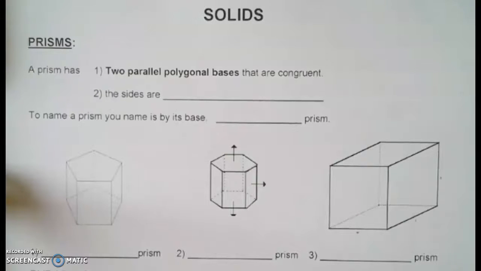In our lesson today, we're going to have an introduction to 3D shapes, which we call solids. And there are two different types of solids that we're going to look at today. We're going to look at prisms and we're going to look at pyramids. And we're going to start with prisms.